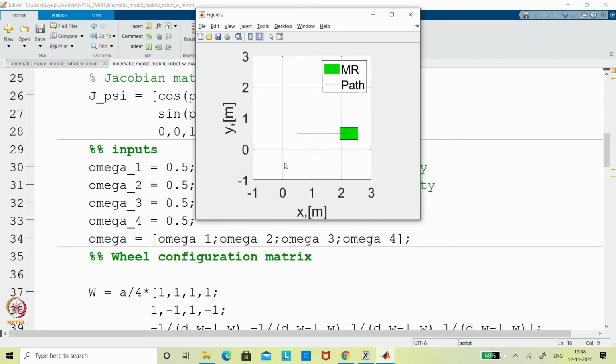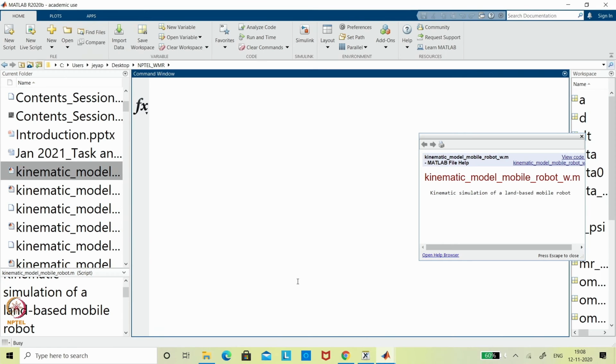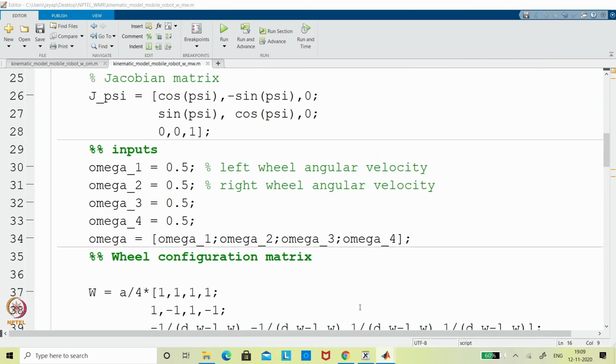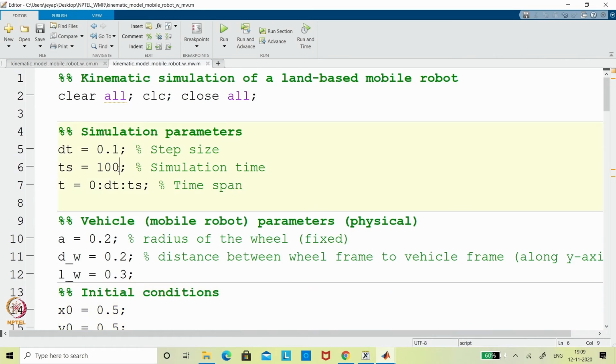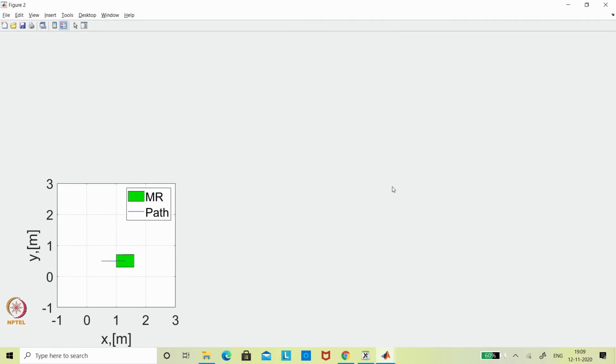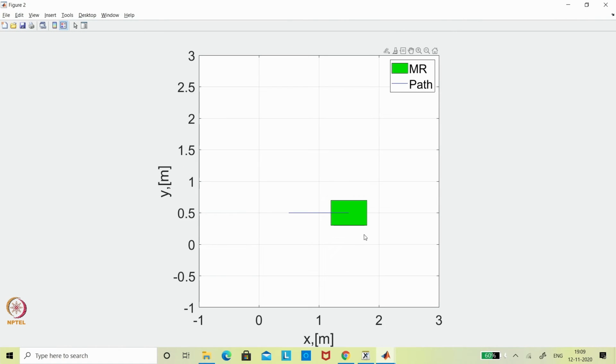So this is very good, you have achieved it. And it keeps on going because we have given the time as 100 seconds. So that's why it keeps on going. I'll just reduce it. So now I'll try to show this again. Okay, my resolution is still not changed. So you can see that this is the vehicle going forward, right?